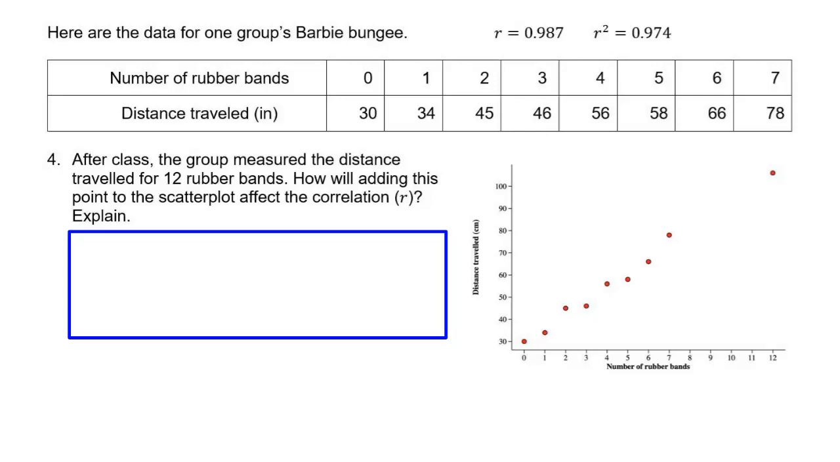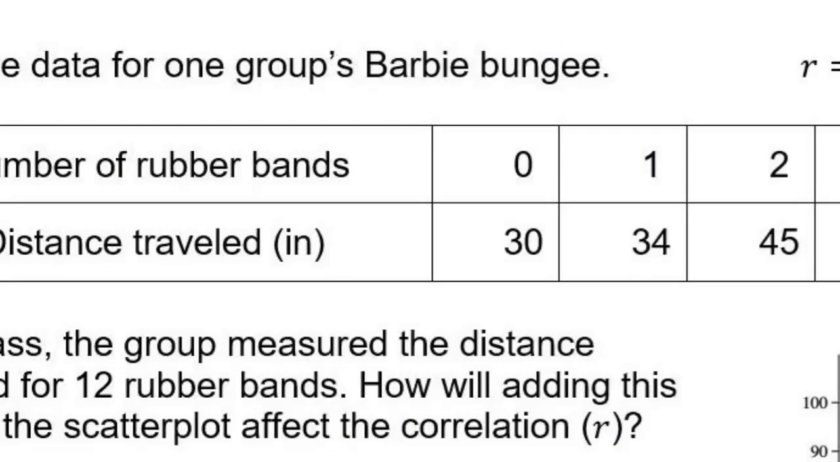Here are the data for one group's Barbie bungee from yesterday. Number of rubber bands from 0 to 7, and then they have the distance traveled. Should be centimeters, not inches. Those would be enormous rubber bands if she traveled 30 inches. Let's go ahead and change that. I'm irritated that that says inches. Should be centimeters.